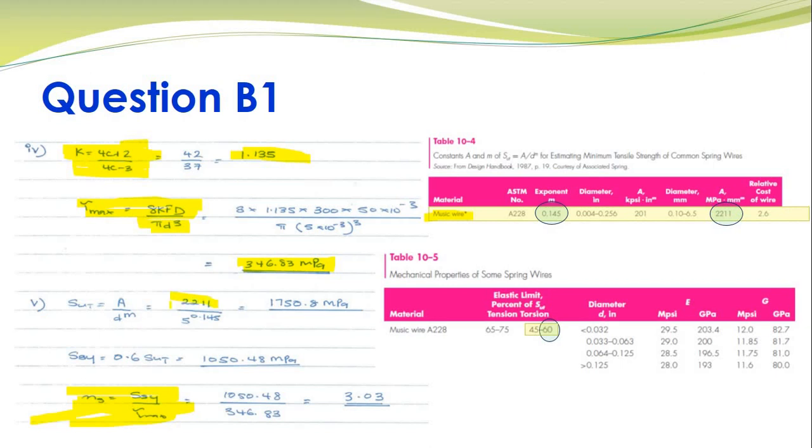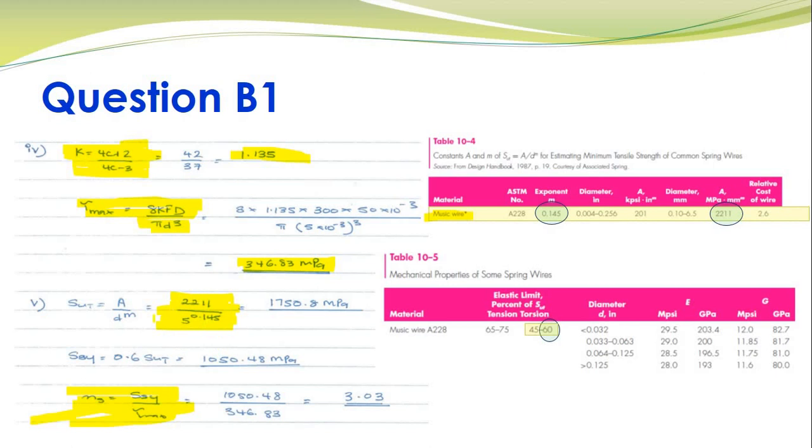Now you'll see that in this equation I'm just using this value straight away, because the thing that you need to keep in mind is this is 2211 megapascal mm, and then D is the wire diameter in mm. So that's how I can use this.